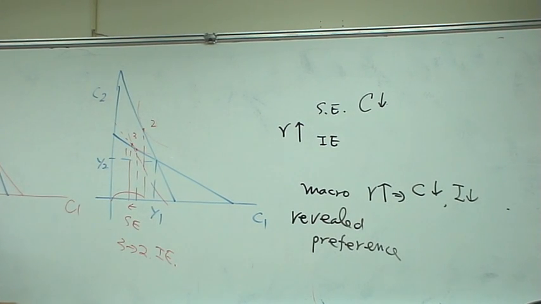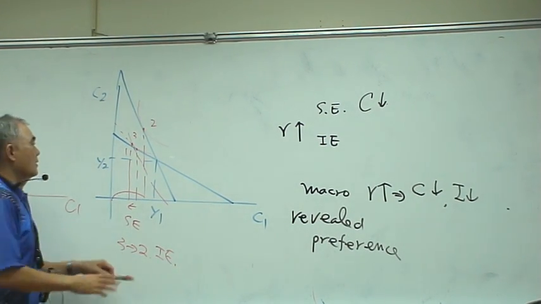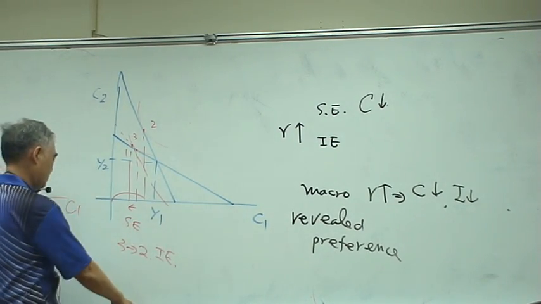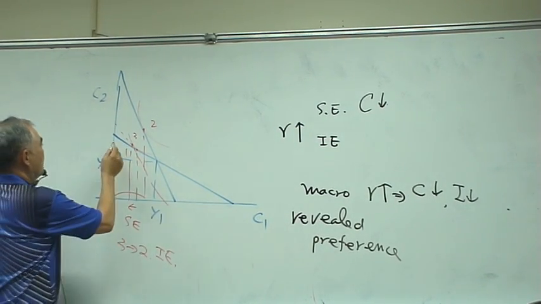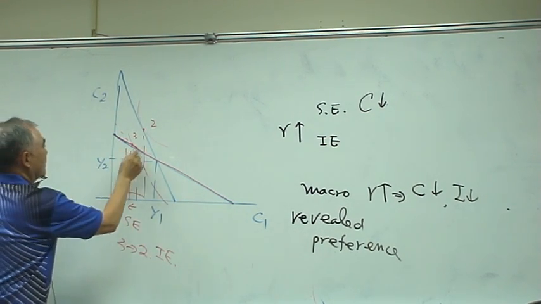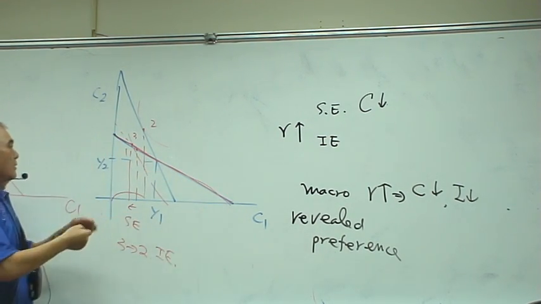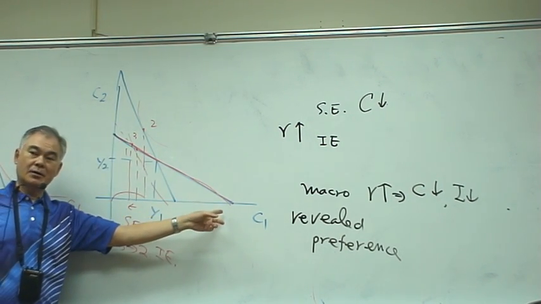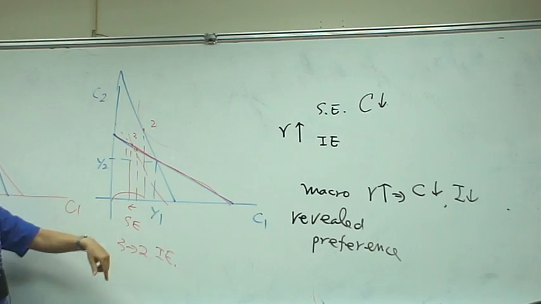So let us look at this one. Here, this is your first choice, right? Okay, look at this triangle. This triangle is your first budget line. Okay, so this is your choice.